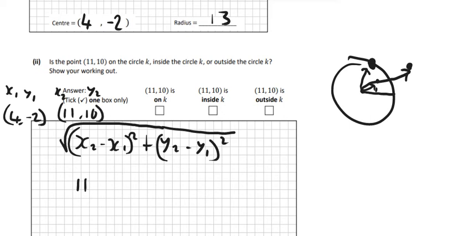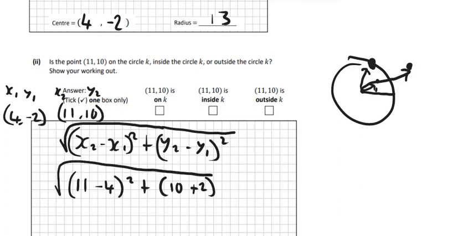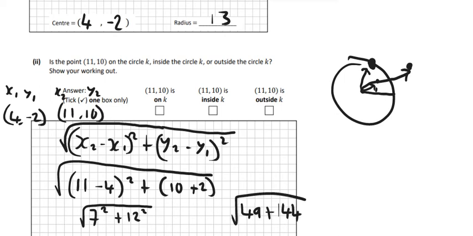So x2 is 11, x1 is 4, squared, plus y2 is 10 minus y1 is minus 2, so it's minus minus 2, so it's going to be plus. So 11 minus 4 is 7, so we have 7 squared there. And 10 plus 2 is 12, so plus 12 squared. So we have 49 plus 144, and that's going to be root 193.